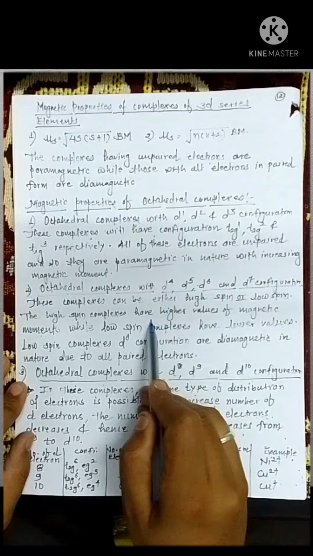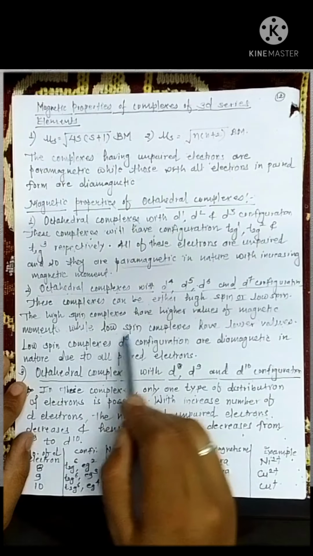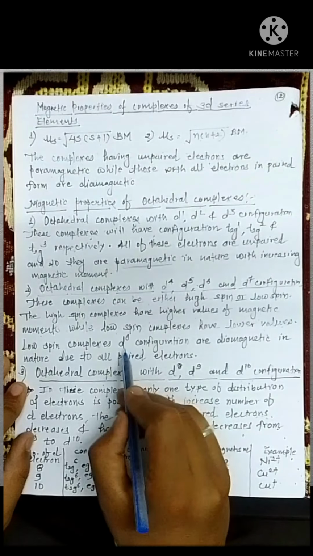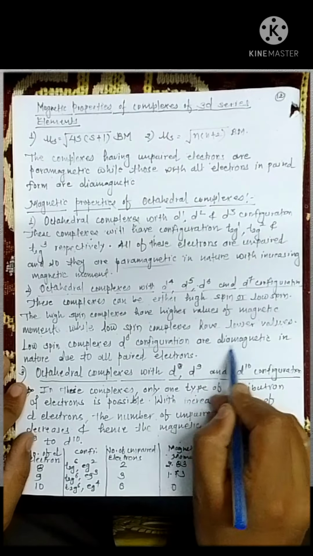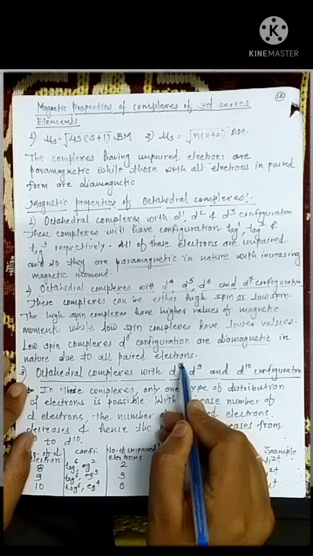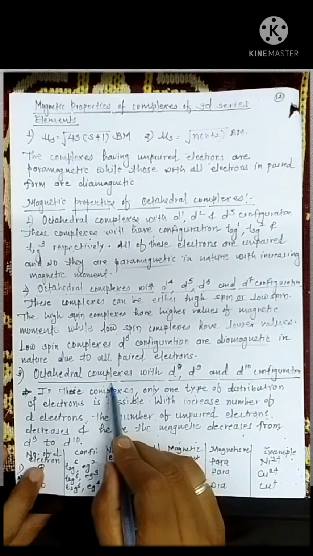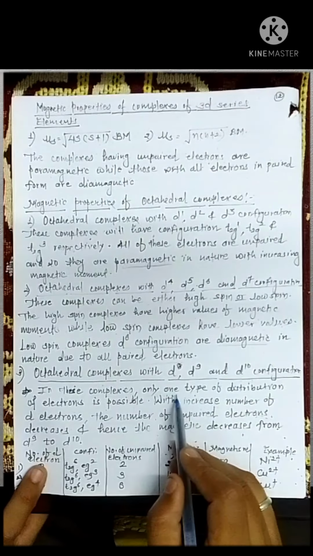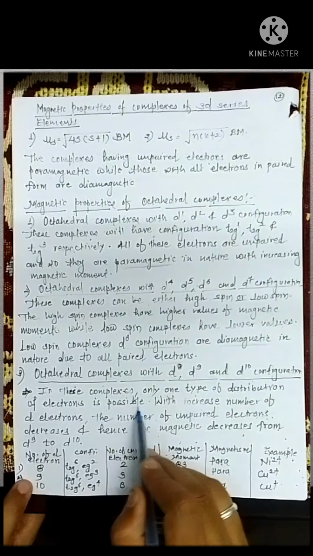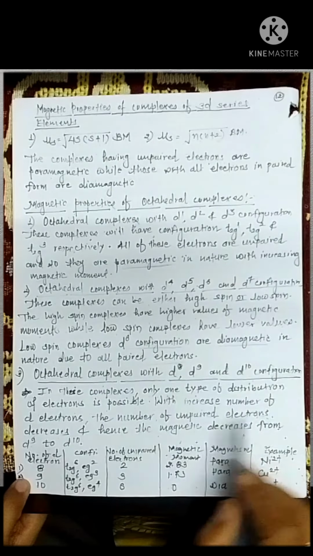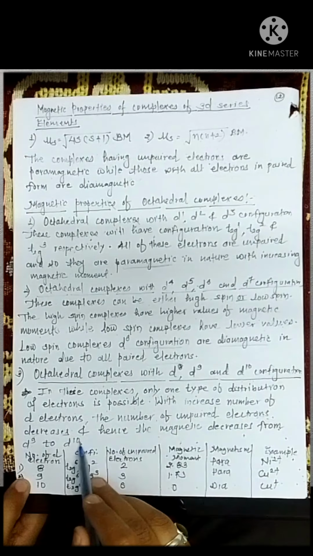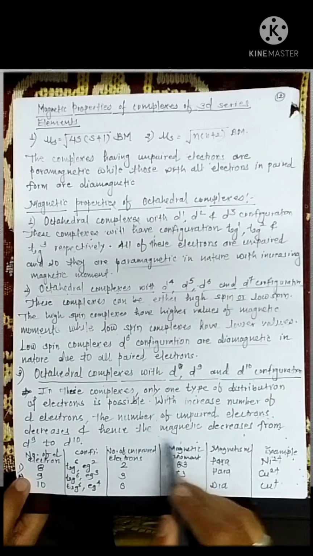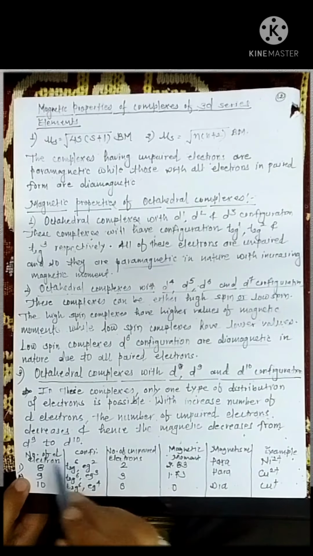The high spin complexes have higher values of magnetic moment, while low spin complexes have lower values of magnetic moment. Low spin complexes with d6 configuration are diamagnetic because all the electrons are paired. Octahedral complexes with d8, d9 and d10 configuration. In these complexes, only one type of distribution of electrons is possible. With an increased number of d electrons, the number of unpaired electrons decreases because pairing happens, and hence the magnetic moment decreases from d9 to d10.